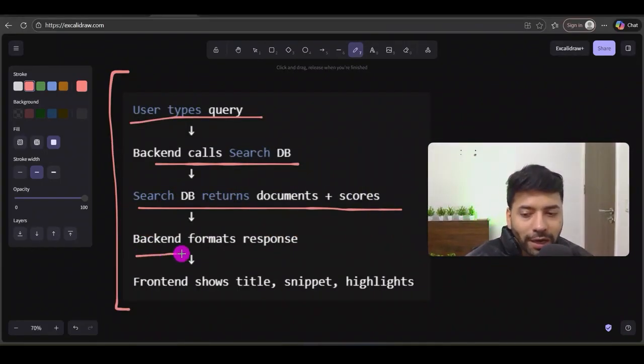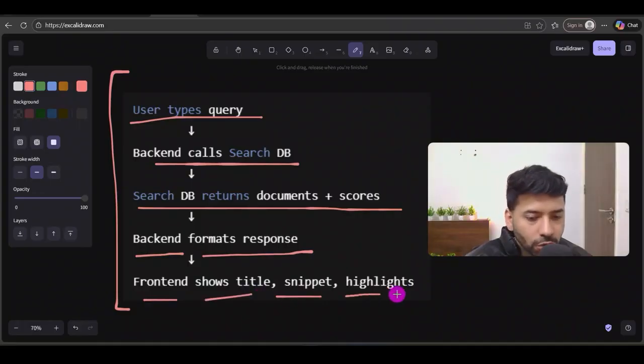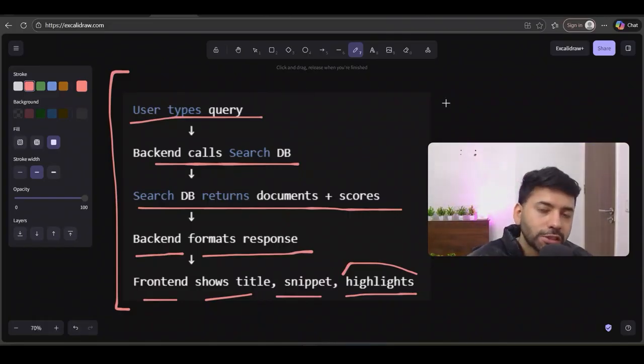Now it's up to the backend how it wants to format the response, right? Then on the front end it will show whatever it wants to show, and it can also highlight things, like make the search query in the results bold, right? So this is how the complete end-to-end flow for the search query would look. Okay, so this was about the search database.